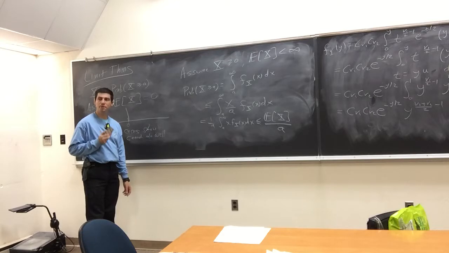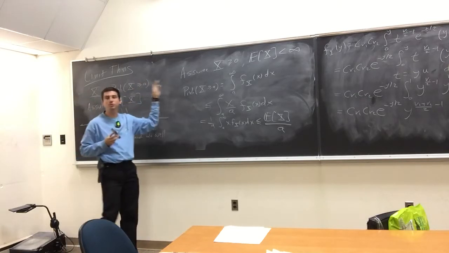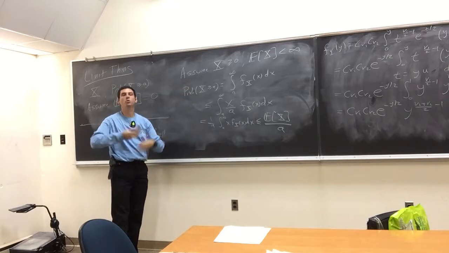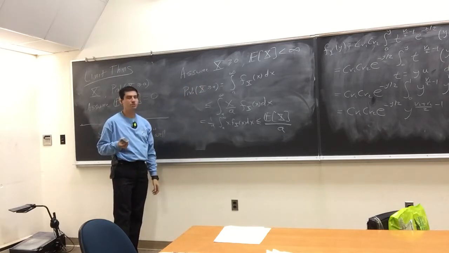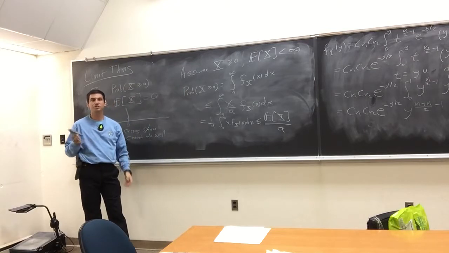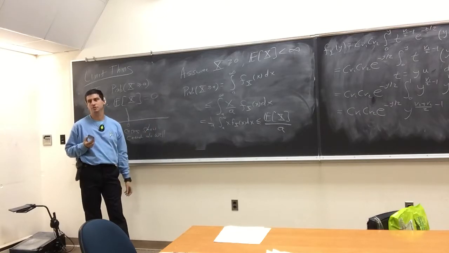Why is this such a bad result? Why is this doing such a bad job? Because we have so little information. I am trying to prove a result here that holds no matter what probability distribution you give me, so long as it has some mean and it's non-negative. That describes too many things. The reason this is bad is because it's trying to do too much.